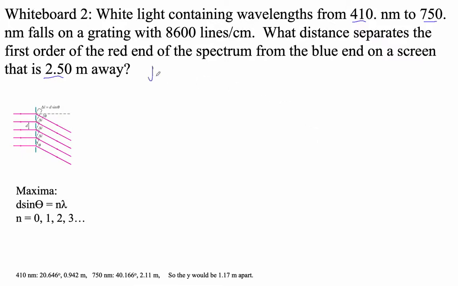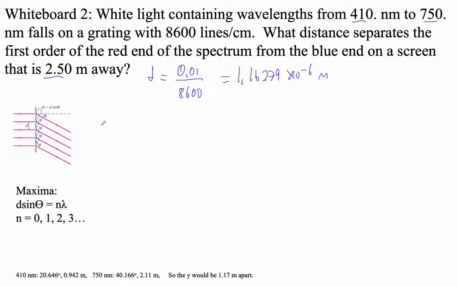First thing is find d. So d, this is per centimeter, so 0.01, that's a centimeter, right? Divided by 8,600. That's my first step. I'll do that first. Okay, so d is 1.16279 times 10 to the minus 6th meters, right?